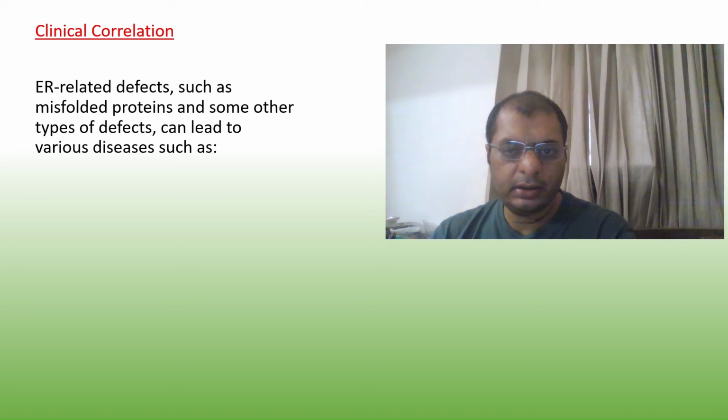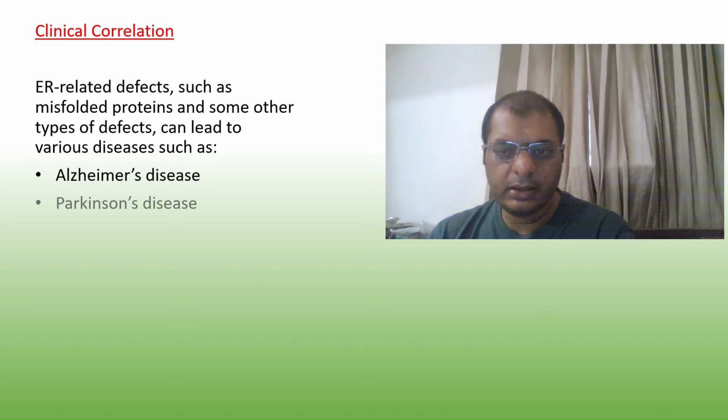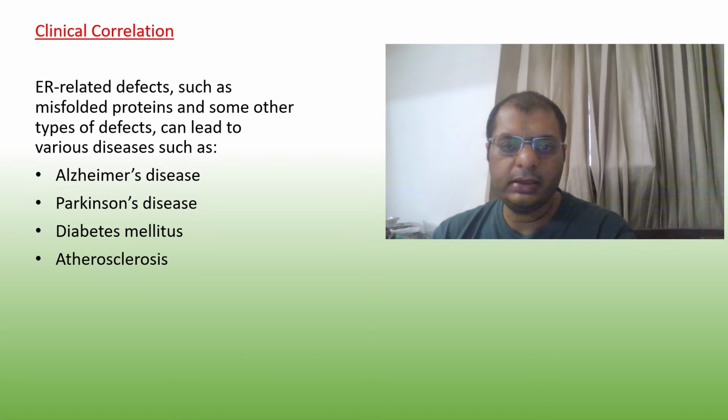Coming to the clinical correlation section, defects in the ER and its functioning, such as misfolded proteins and some other kinds of defects, can cause various diseases. These include degenerative diseases like Alzheimer's and Parkinson's disease, diabetes mellitus, atherosclerosis, as well as liver disease.